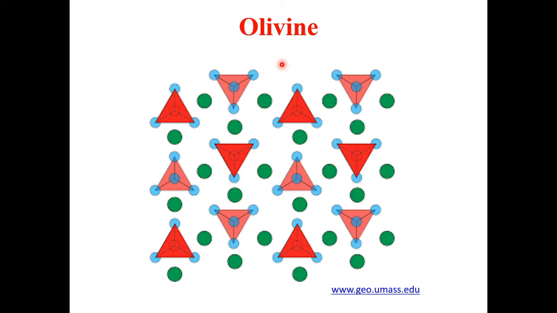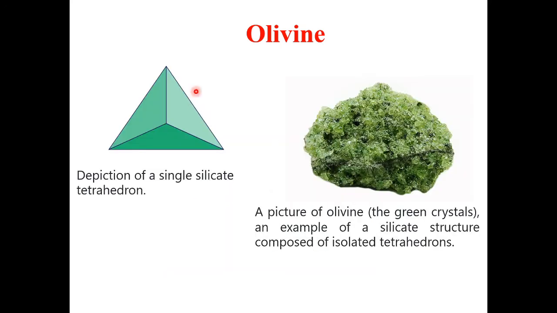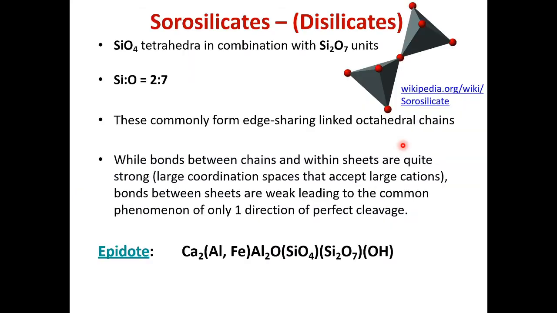Okay, one example of a nesosilicate is olivine. So we can see the isolated tetrahedra here, and the green dots are the cations in between, which are responsible for bonding them, right? Okay, so again olivine, this is the single tetrahedron, and this is the mineral olivine, which has the structure of nesosilicates, and this is a green mineral, olivine.